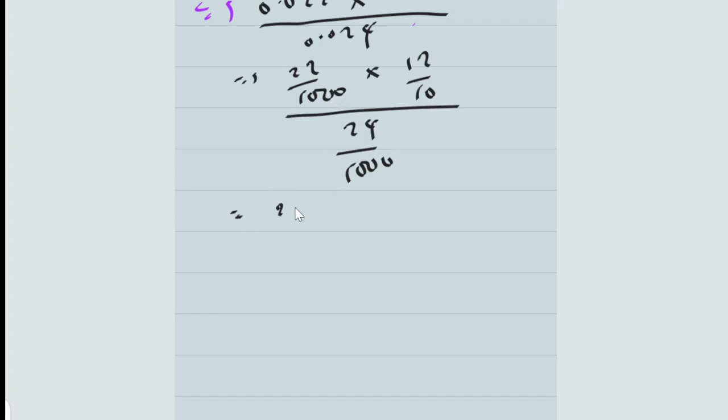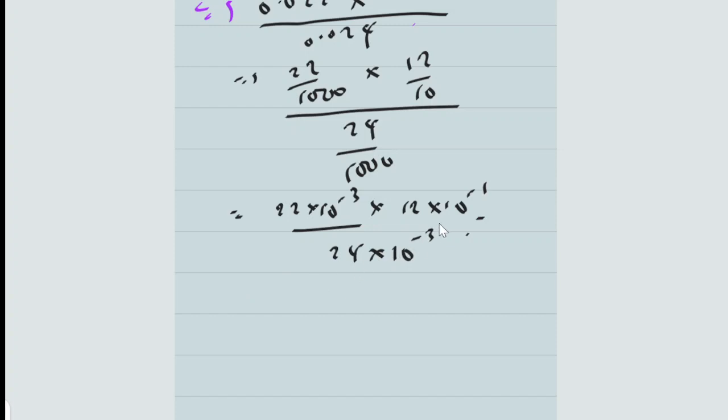So this one will give me 22 multiplied by 10 raised to minus 3, from your laws of indices. I hope you understand, because this is the same thing as 22 times 1 over 1000, and 1 over 1000 is the same thing as 1 over 10 raised to 3, which is also the same thing as what? 10 raised to minus 3. Then multiply by 12 multiplied by 10 raised to minus 1. Then divided by what? 24 multiplied by 10 raised to minus 3.